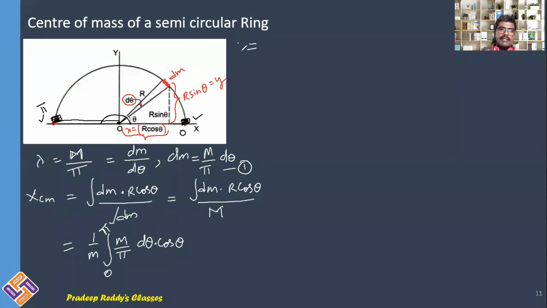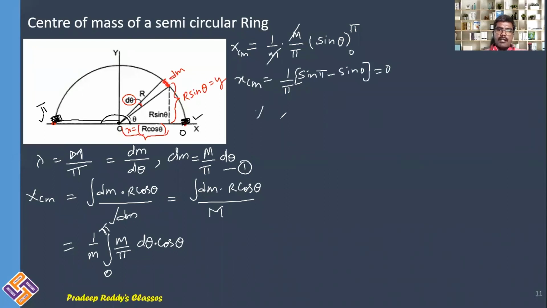This gives you xcm is equal to 1 by capital M into capital M divided by pi, and the integration of cos theta d theta is sin theta. Limits are from 0 to pi. So xcm is equal to, M and M get cancelled, 1 by pi into sin pi minus sin 0, which is equal to 0. Therefore, along x, the center of mass is located at 0, that is the origin.